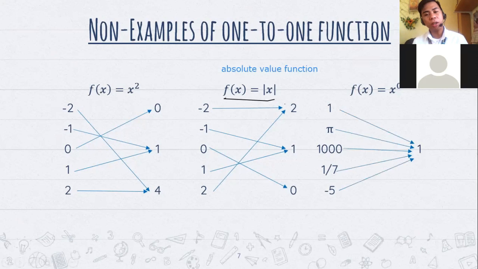1 raised to 0, pi raised to 0, 1,000 raised to 0, fraction raised to 0, negative raised to 0, 1 million times 1 million times 1 million, all of those raised to 0, the answer is 1. Okay? Yun po.